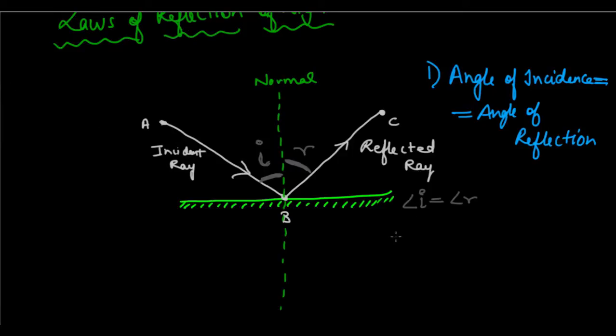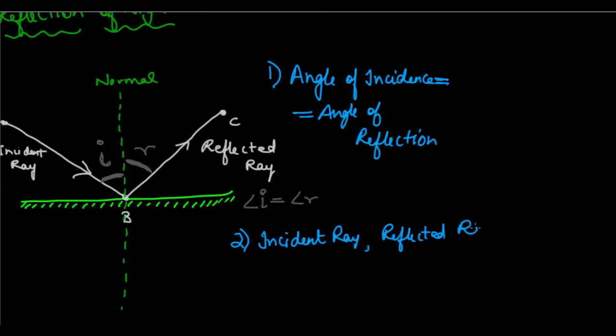Now we come to the second law of reflection. The second law of reflection states that the incident ray, the reflected ray, and the normal lie on the same plane. So what does this mean? The incident ray, the reflected ray, and the normal lie on the same plane.